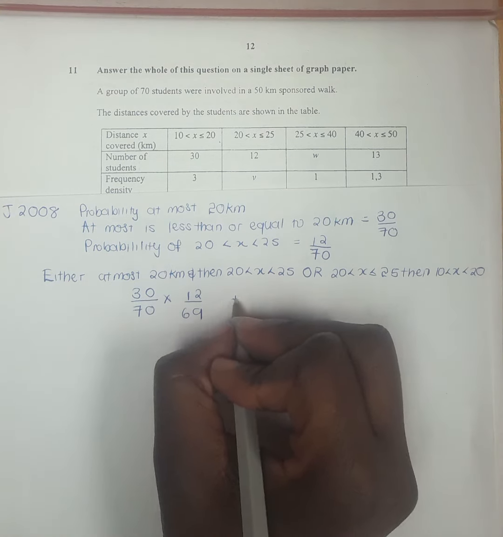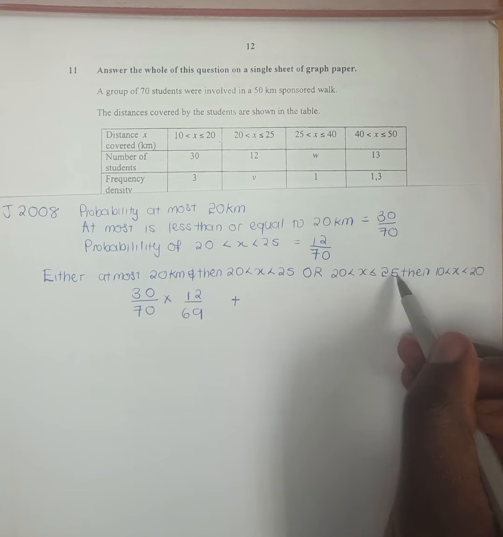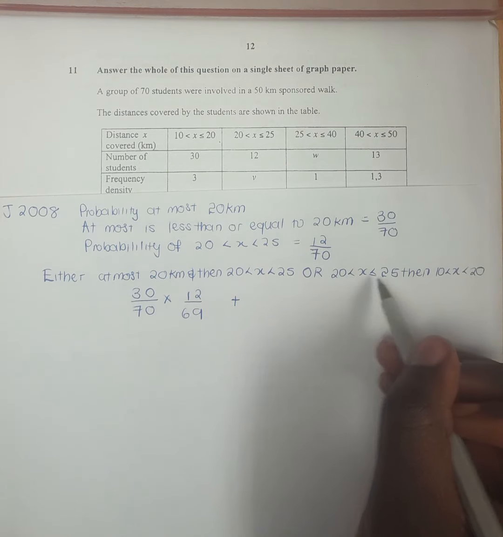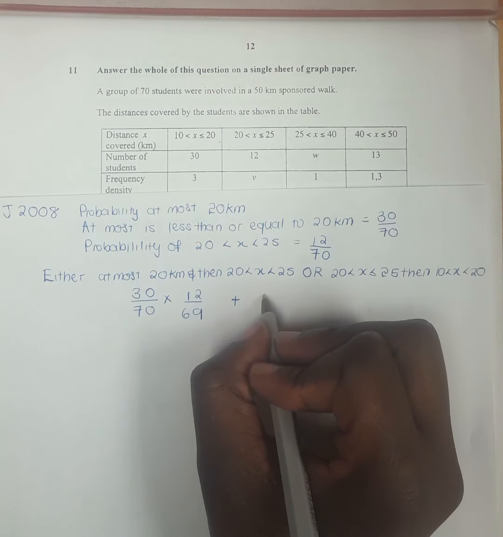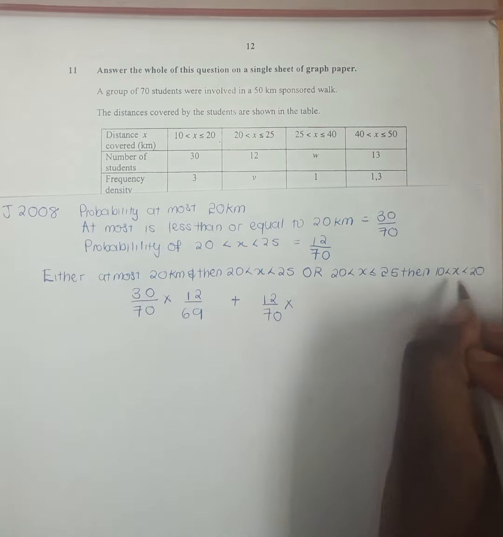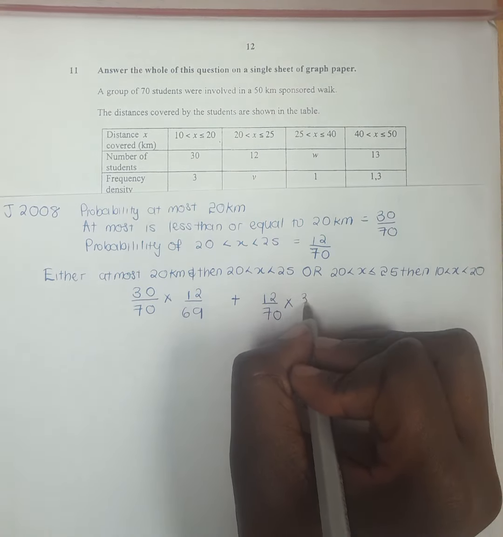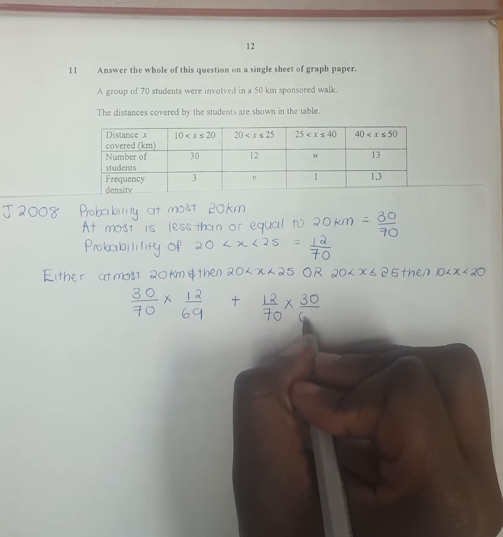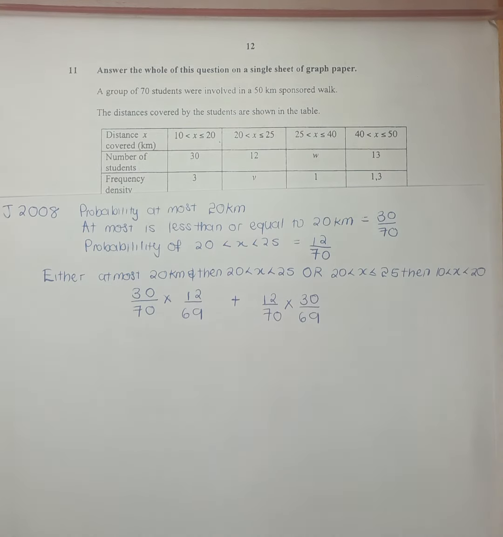Or we are going to say 20 to 25, then 10 to 20. So for 20 to 25, we have 12 out of 70 times 10 to 20, which is 30. But our denominator is now 69 because the selection of the first child has affected the total. They are now 69. So that is how we do it if it is selection from different categories.